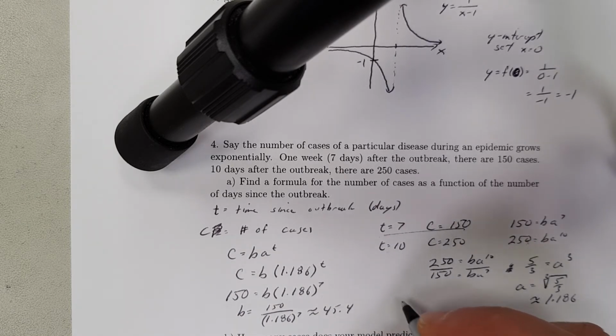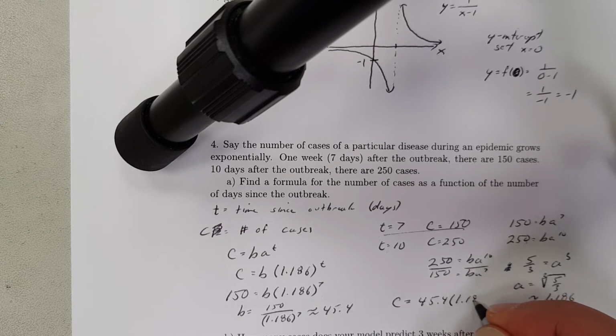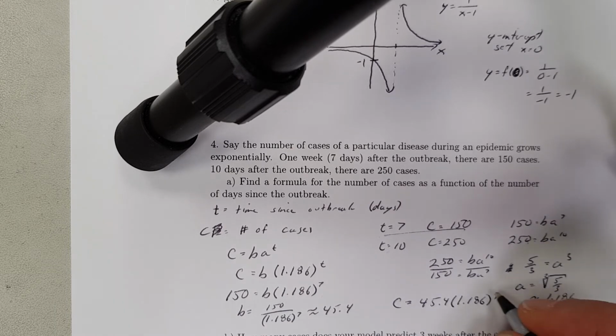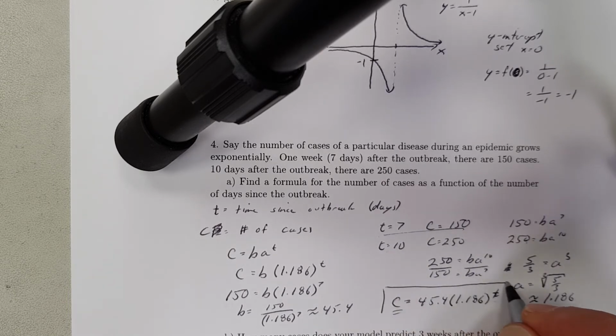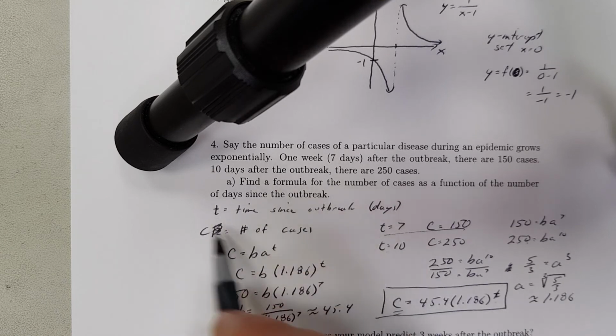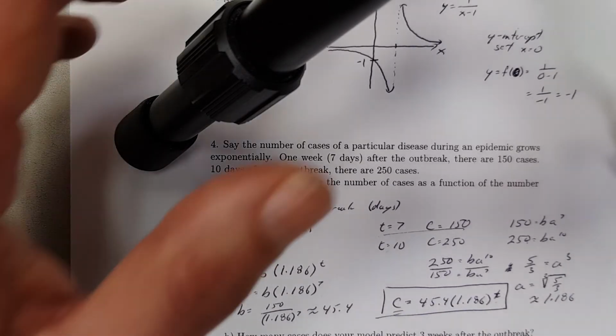So c is equal to 45.4 times 1.186 to the power, oh sorry, to the power t. I want to have my variable there. So my variable is here, and my variable is here, and this is my final answer. I want to make sure that they're both those variables here. I defined those variables earlier. All this nonsense was to figure out what a and b were, and now that I have my answer.